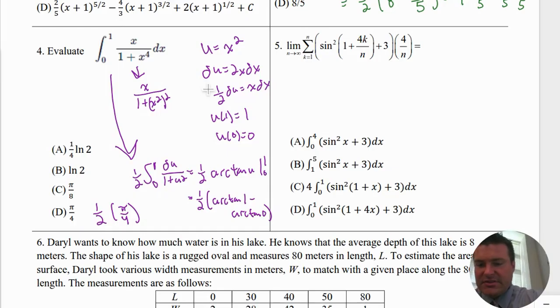And arctan of 0 is 0. So I'm going to end up with 1/2 times pi over 4, which is just pi over 8. Next one. This is one that gets a lot of people.